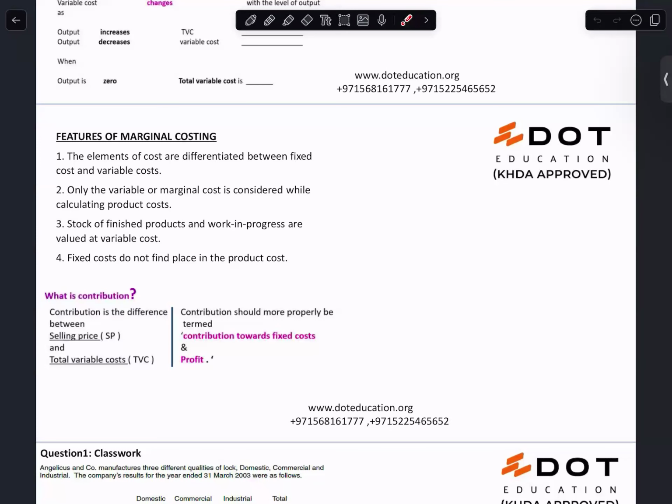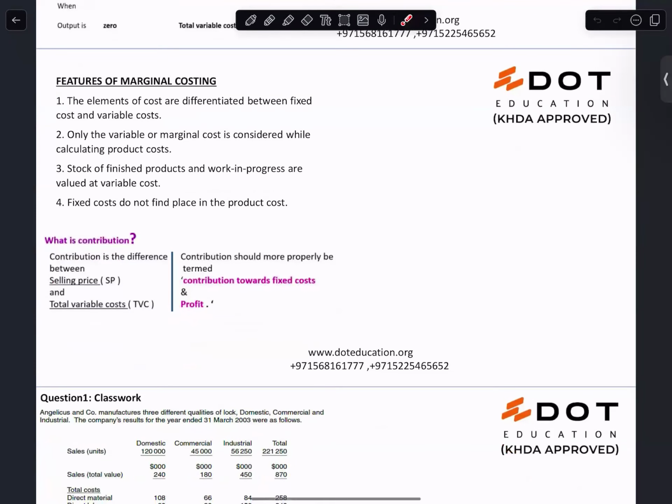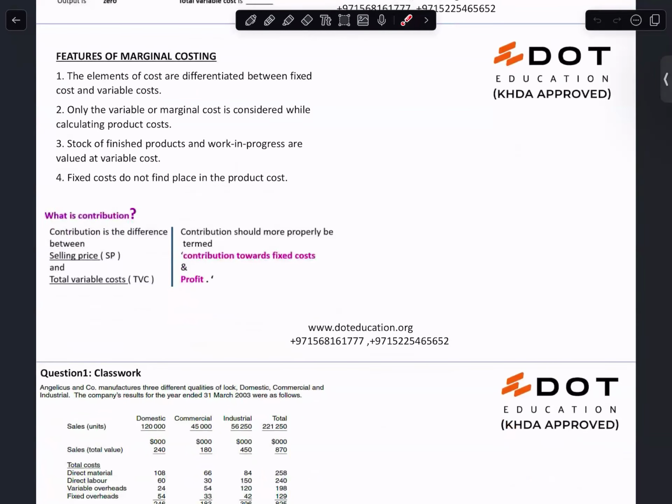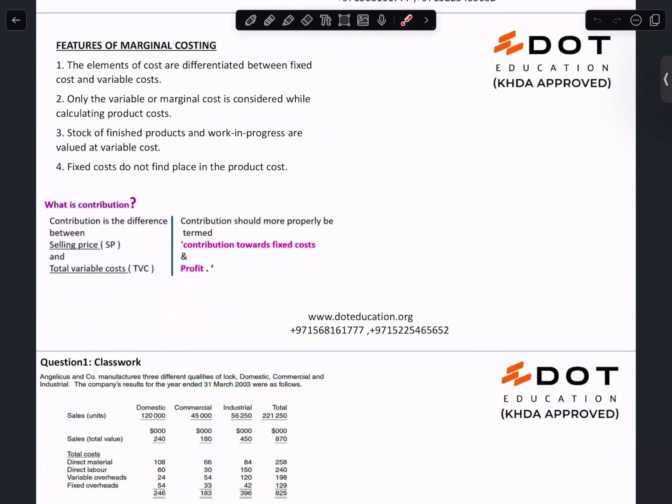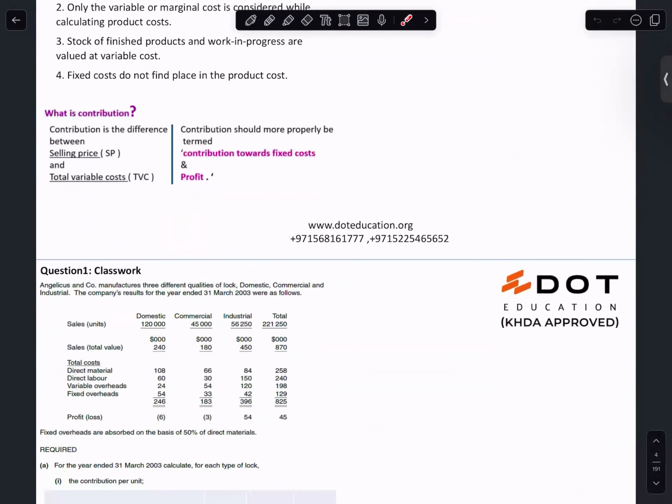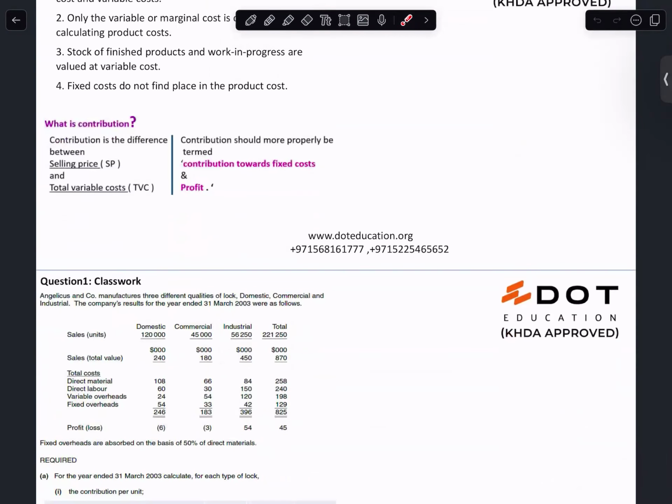Can you give me features of marginal costing? The elements of cost are differentiated between fixed cost and variable cost. Only the variable or marginal cost is considered while calculating the product cost. Stock of finished products and work in progress are valued at variable cost. Fixed costs do not find a place in the product cost.